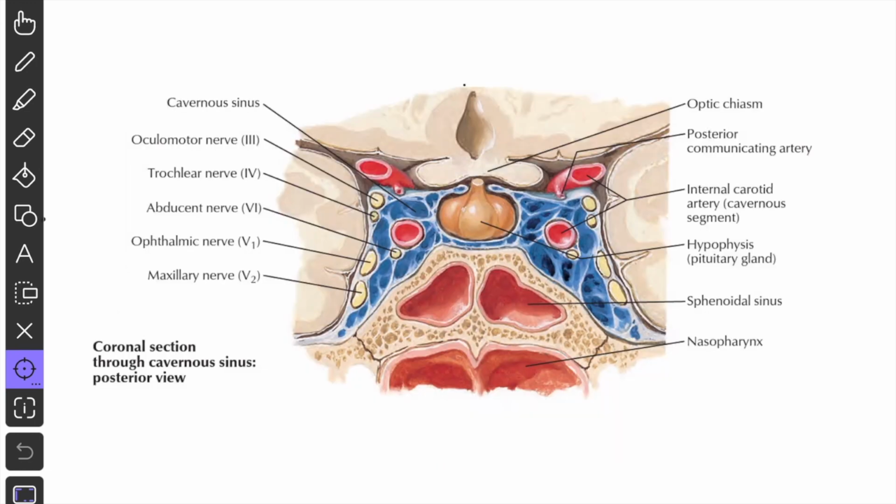Next we'll see what are the factors which regulate the blood flow in the cavernous sinus. The blood flow of the cavernous sinus is regulated by the expansile pulsation of the internal carotid artery and also by gravity and the change of position of the head.